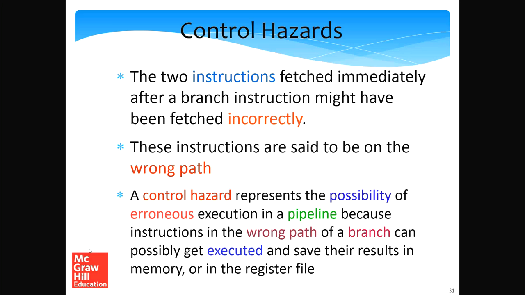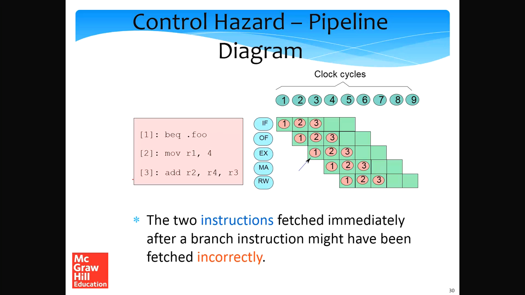wrong path. So a control hazard, essentially, represents the possibility of erroneous execution in a pipeline, because instructions that are on the wrong path of a branch can possibly get executed and save their results in memory or in the register file. So it is our job to ensure that instructions which are on the wrong path, for example, instructions 2 and 3, do not get executed if the branch at instruction 1 is taken.